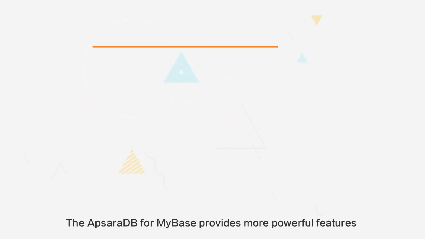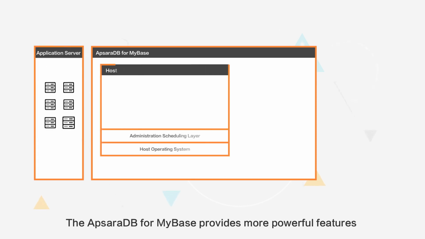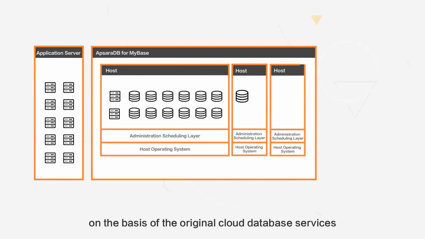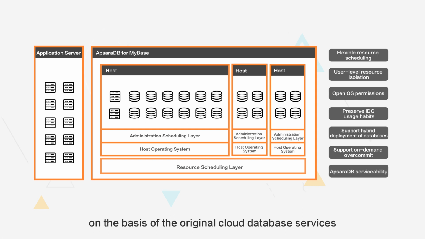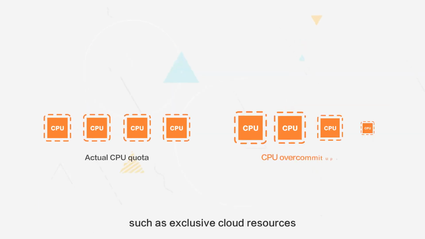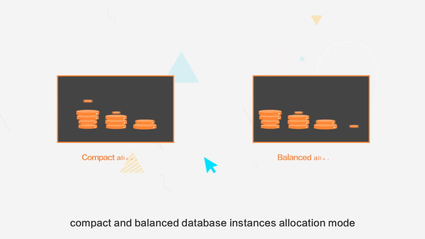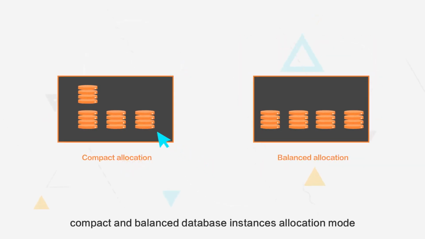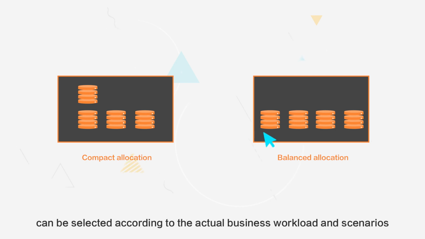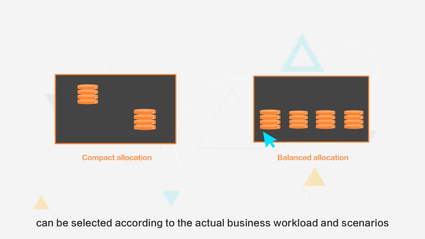ApsaraDB for MyBase provides more powerful features on the basis of the original cloud database services, such as exclusive cloud resources, overcommit of resources, resource scheduling, and compact and balanced database instance allocation mode, which can be selected according to the actual business workload and scenarios.